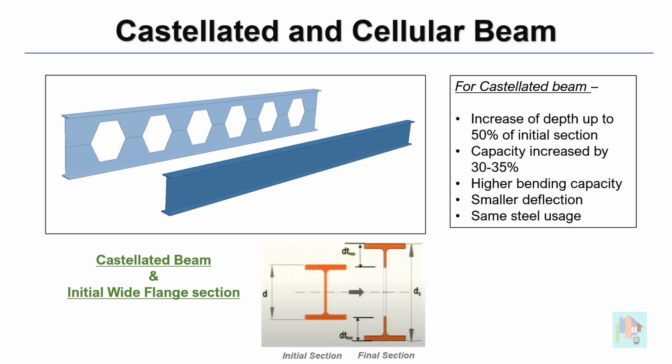For example, if a wide flange section with 600 mm depth is required, then we can easily use a 400 mm section by converting it to a 600 mm cellular beam with the same results. Just imagine how much cost you can save with this approach.